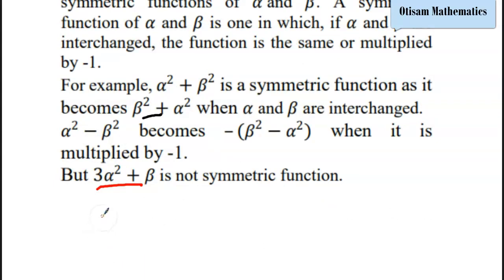This is not a symmetric function because when you interchange alpha and beta, you get a different result. If you interchange alpha and beta, you are going to get 3 beta squared plus alpha, which is entirely different from this. And if you multiply through by negative 1, then you are going to get minus 3 alpha squared minus beta squared. So this function is not symmetric. So let's see how we are going to apply this.